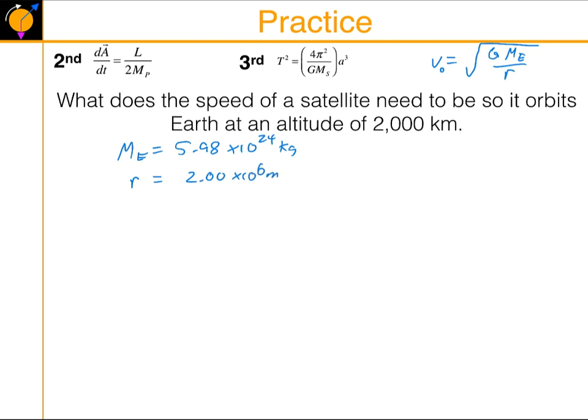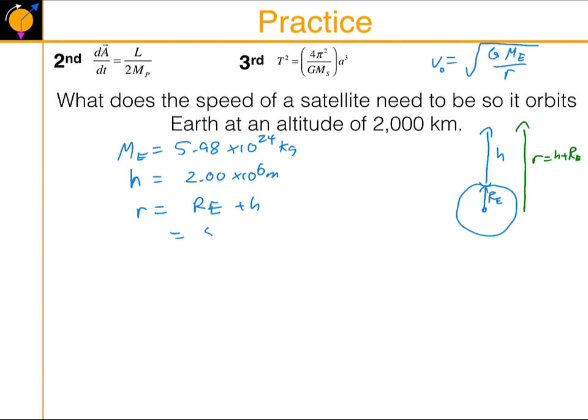Well, that's not the radius of the orbit. That's the altitude, how far it is above the surface. The actual radius of the orbit, just as a reminder, let me draw it slightly bigger. If this is h here, and this is the radius of the Earth, remember, the radius of the orbit is actually the distance from the center of the Earth to there. So r is going to be re plus h, which works out to approximately 8.378 times 10 to the 6 meters. And just as a friendly reminder, g is 6.674 times 10 to the minus 11 newton meters squared per kilogram squared.